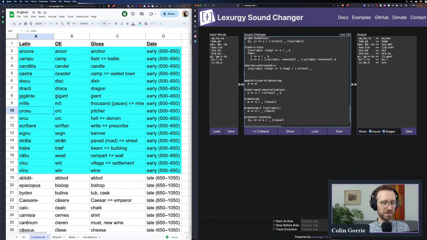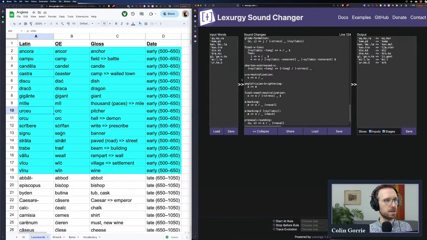It's not exactly the Western Romance vowel system. Short U, U O neutralization, we'll call it. I don't have a snappy name for it. Like this. Ork. Good. But what happens if we have a long U? So let's just say, for example, we have muru, wall. That will stay. Good. Okay. That's all I wanted to check.